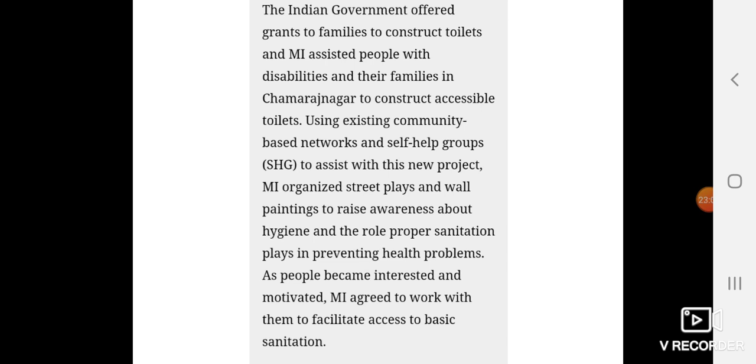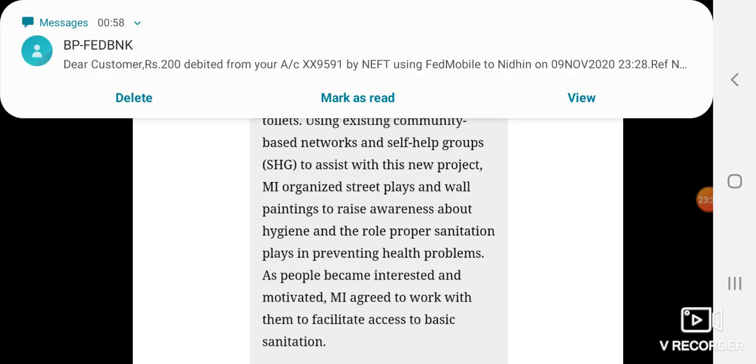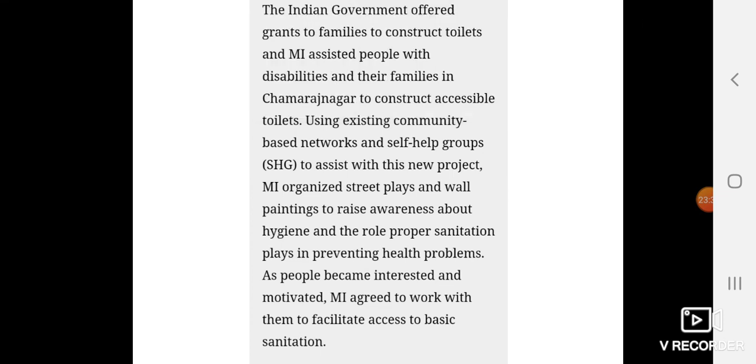The Indian government offered grants to families to construct toilets, and MI assisted people with disabilities and their families to construct accessible toilets. This is the total outcome. How did they do it? They used the existing community-based network and self-help groups to assist with this new project. MI organized street play, which we need to underline, and wall painting to raise awareness about hygiene and the role proper sanitation plays in preventing health problems. This is the primary prevention, and they raised funds to construct the toilets. What they did was street play and wall painting.